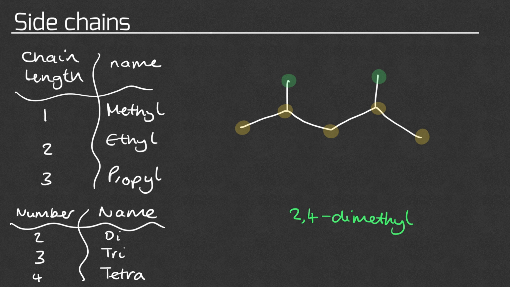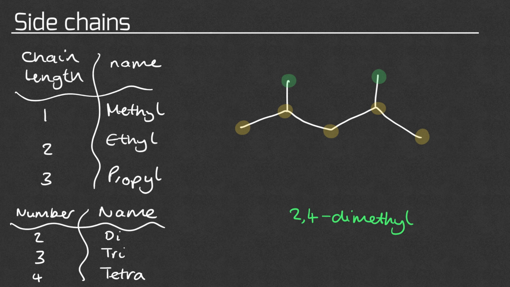So 2,4-dimethyl means on carbons 2 and 4, we've got a methyl group. The dimethyl doesn't mean 2 methyl groups on each carbon, it's just a number of methyl groups in total. So if you see dimethyl, that means there are 2 methyl groups in the molecule. If we had 3 methyl groups in the molecule, we would write trimethyl.